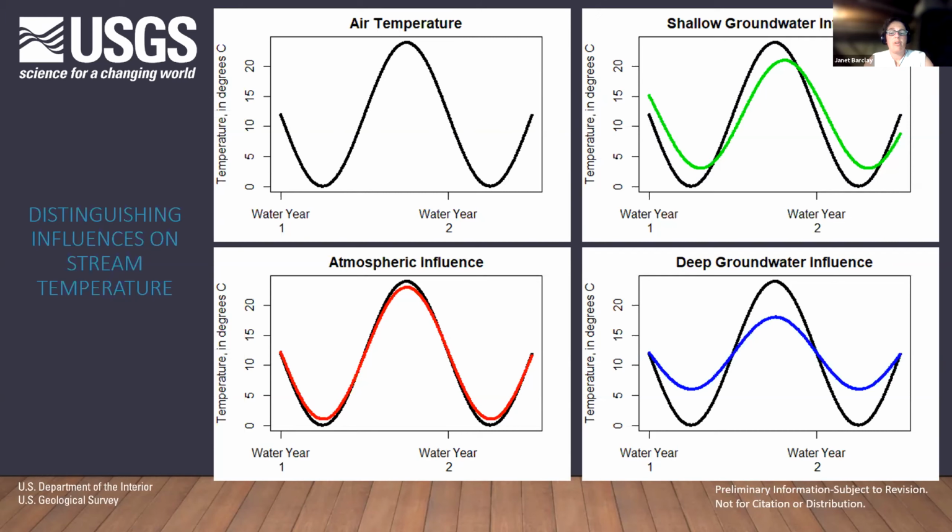Unlike deep groundwater, the temperature of shallow groundwater varies seasonally, but the amplitude is dampened and the phase is shifted relative to the atmospheric signal. This means that the shallow groundwater warms later and cools later than the air temperature. And so a reduced amplitude and a phase shift in the water temperatures relative to the air temperatures are indicative of the influence of shallow groundwater.